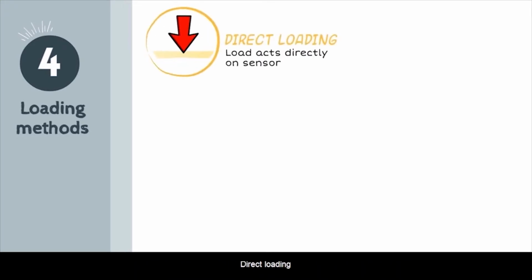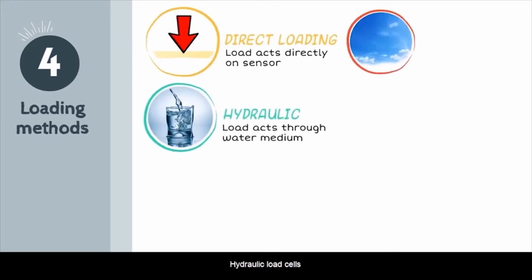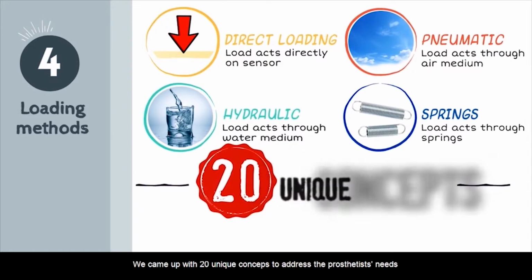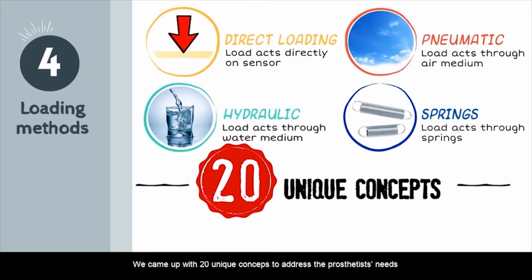In coming up with our solution, we considered 4 different types of sensors, namely direct loading, hydraulic load cells, pneumatic load cells, and springs. We came up with 20 unique concepts to address the prostheticist's needs. To evaluate the different concepts, we came up with the following 8 selection criteria.